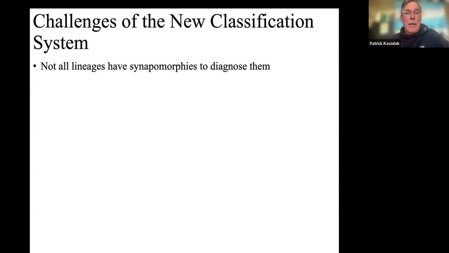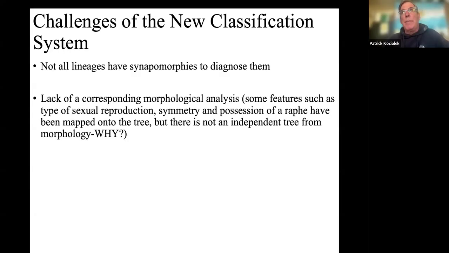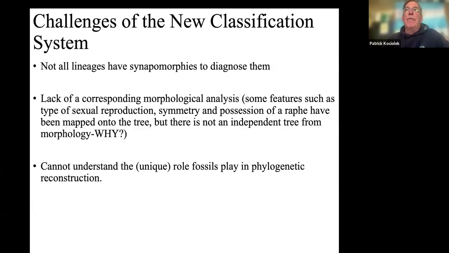So that's a shortcoming, and that's kind of related to another thing for diatomists, is that we actually don't have an overall morphological analysis for the relationships of diatoms. We could map features onto this tree, and those features could be sexual reproduction or symmetry or whether there's a raphe present, but we don't have an independent tree based on morphology. And a good question for diatomists would be why? Why don't we have that? Because we don't have a tree based on morphology, and we can't use exclusively fossil taxa to contribute to the development of the tree, we don't know about the unique roles that fossils might play in the phylogenetic reconstruction of diatoms.